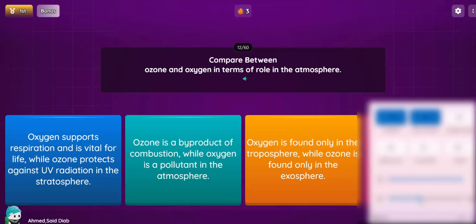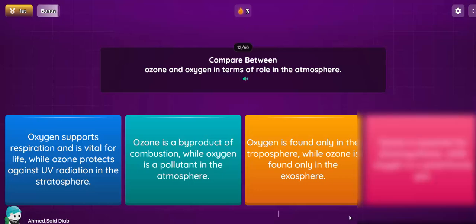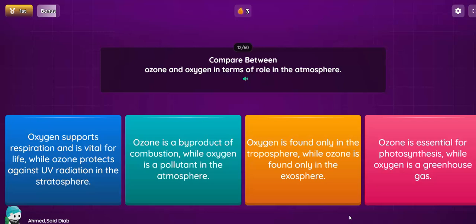Question: compare between ozone and oxygen in terms of role in the atmosphere. Option 1, oxygen supports respiration and is vital for life, while ozone protects against UV radiation in the stratosphere. Option 2, ozone is a byproduct of combustion, while oxygen is a pollutant in the atmosphere. Option 3, oxygen is found only in the troposphere, while ozone is found only in the exosphere. Option 4, ozone is essential for photosynthesis, while oxygen is a greenhouse gas.